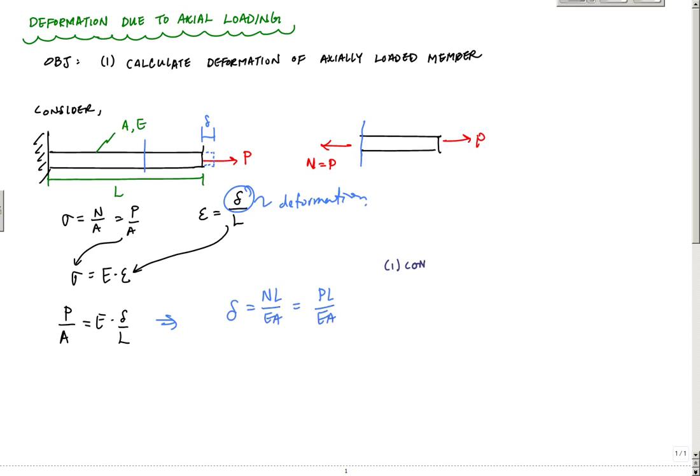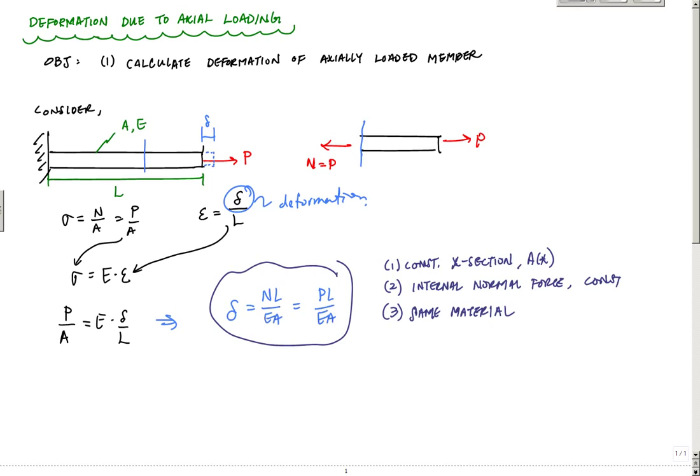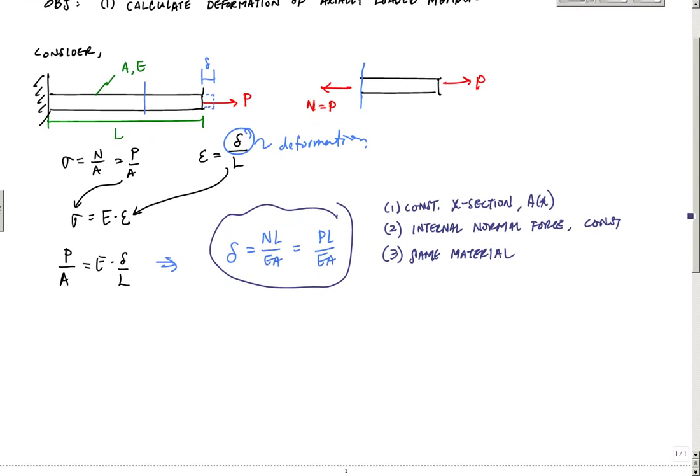One, a constant cross section, i.e. the area is constant. The internal axial, or internal normal, force is also constant. And I have the same material all throughout, it's homogeneous. So this equation assumes constant cross section and constant internal normal force. So this is a basic equation, and really what we want to do is look at this in a more general sense.